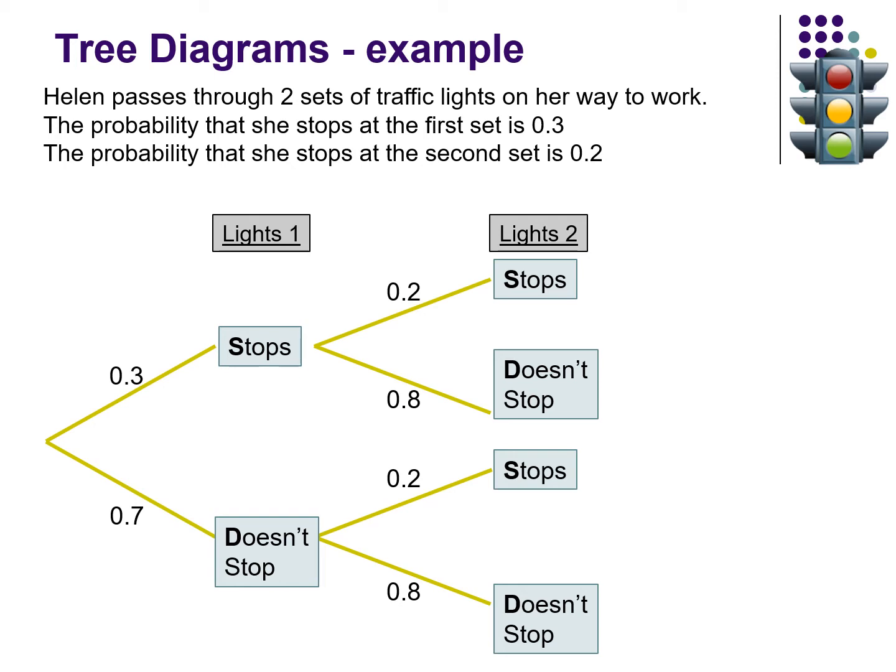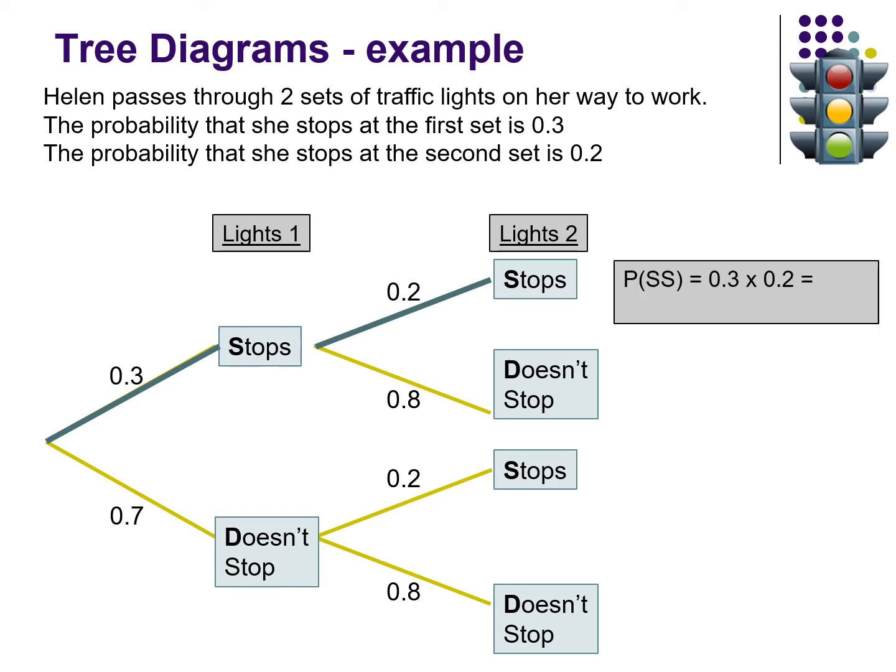Okay, we can now start using our tree diagram to read off all of the different possible outcomes by going along the branches. So let's look at the first possible outcome. The first possible outcome going along those two blue branches is stops at the first light, stops at the second light. Do you remember what I said? How I work out the probability is I times the probabilities along the branches. So the probability that she stops at the first and stops at the second, 0.3 times 0.2, which is 0.06.